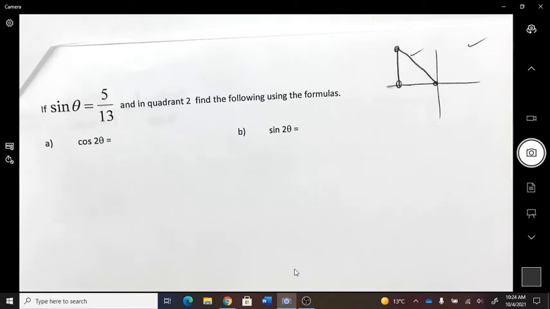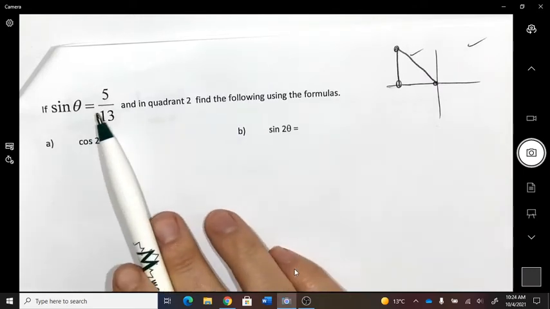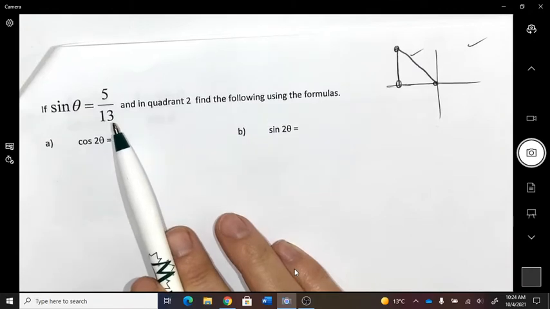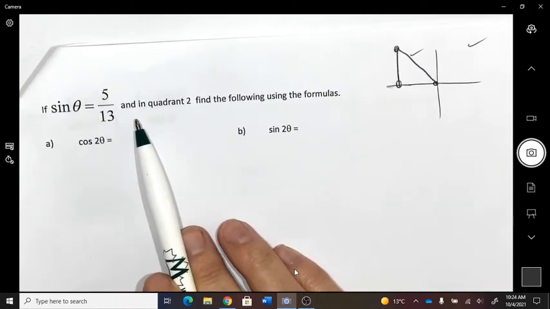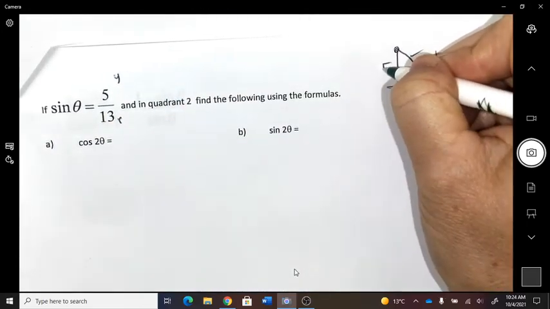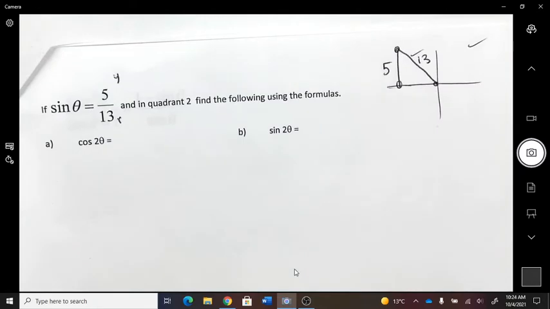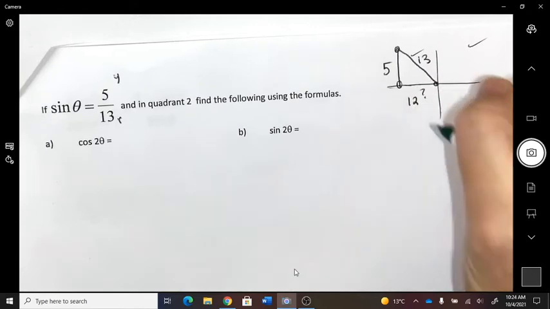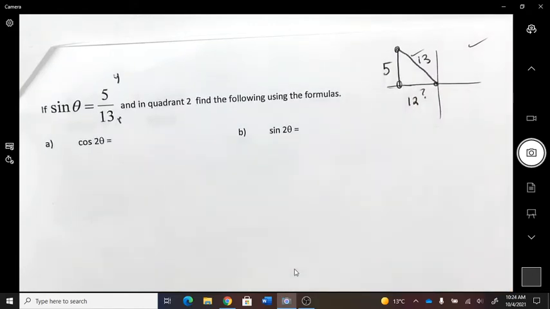Okay, do you remember your X, Y, R's? Sine is what over what? A Y and an R, right? A Y and an R. That's last unit. Can you figure out the X part of that triangle? 12 mathematically, and in a location, it's negative, right? Do your math and then do your negatives in your location.